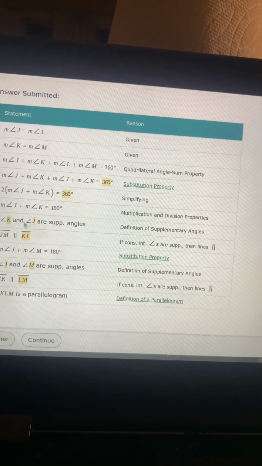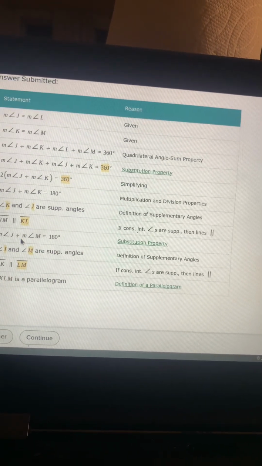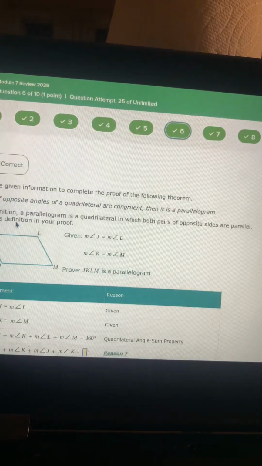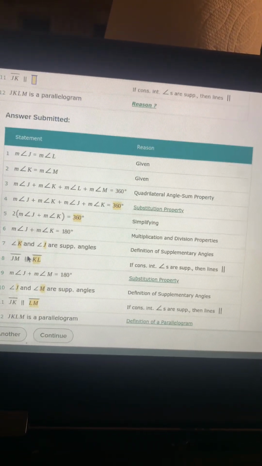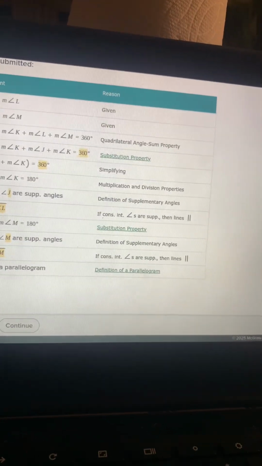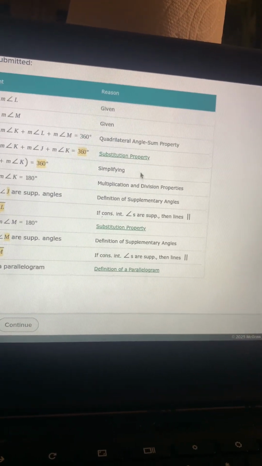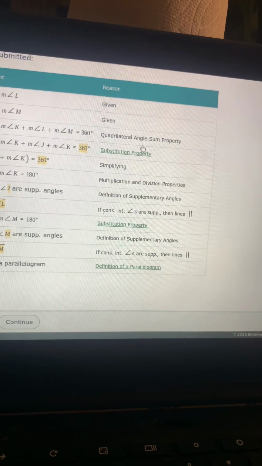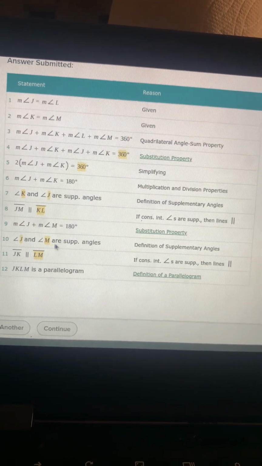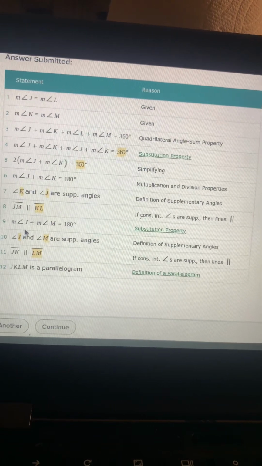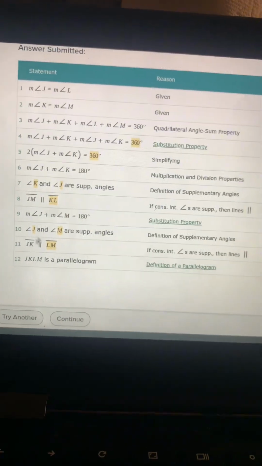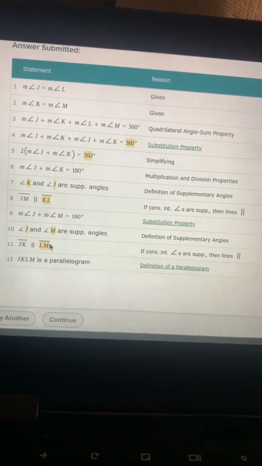Sometimes you have to put these backwards to get it right. JM is just JM. You have to complete the other side. Like I said, number 9 is going to be substitution property. So if one of these is gone, it's just substitution property. JM, it's the same thing. Just put them down. The one you see up here, just put it down there. JK, just complete the other side of the graph.